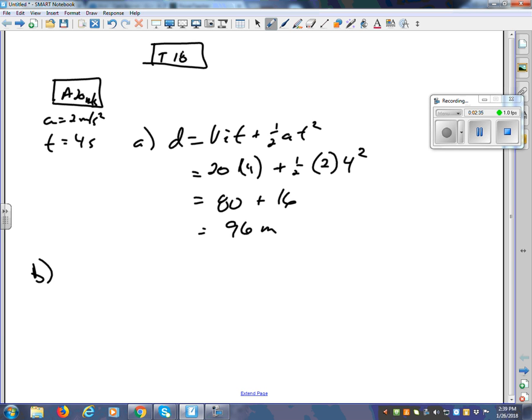The next part says, what is the car's speed at the end of the period of acceleration? So in other words, the VF. VF equals VI plus AT. The initial velocity is 20, acceleration of 2, time is 4, right? So 28. Sarah, you got that one right too. Good job, Sarah.